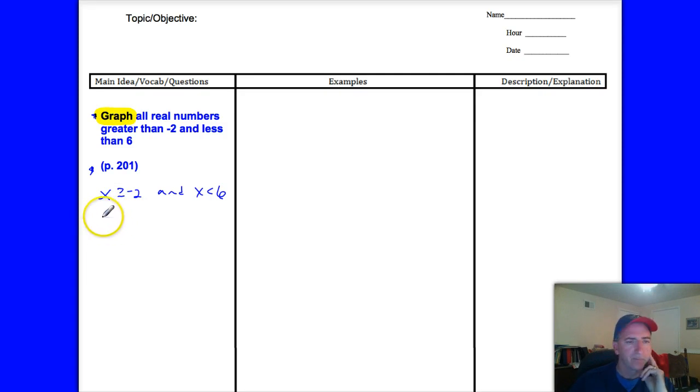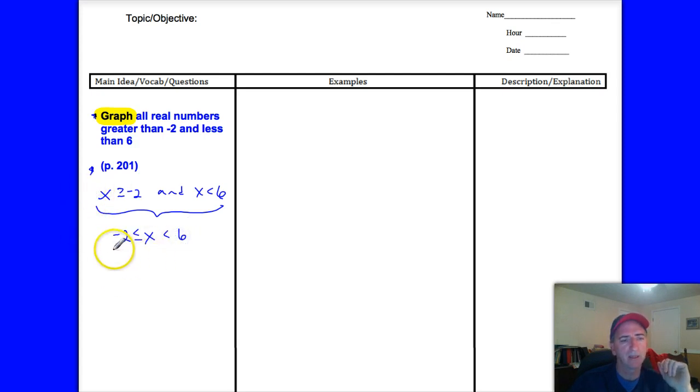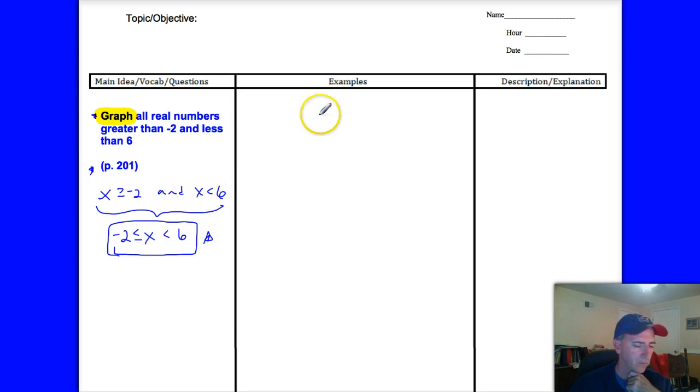So now since it's joined by the word and, remember we can rewrite this. Since this -2 is the lower boundary, I'm going to put -2 first is less than or equal to x, which is less than 6. Okay, so this is the same thing. These two things are the same thing. This is the one that we would eventually like answers to be written when you are doing the work here. But this is just another way that this question is being asked here. Okay, in the middle we're going to work it out.